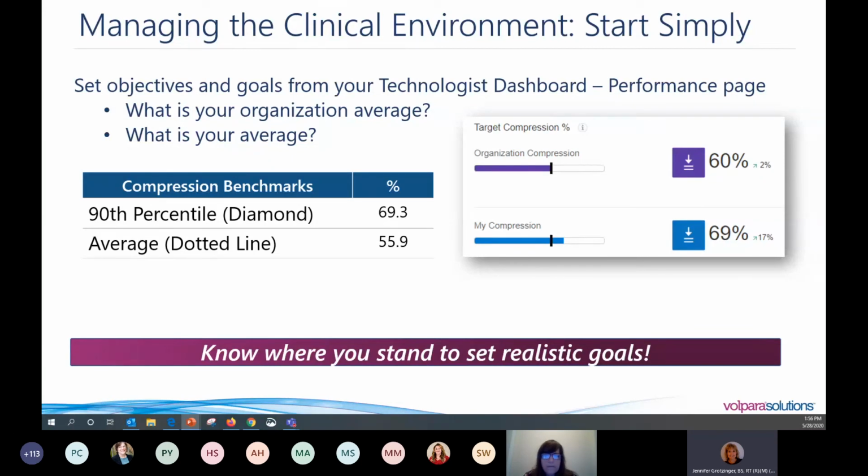Well, to manage your clinical environment, start simply. As a technologist, set objectives and goals from your technologist dashboard performance page. What is your organization average? That's listed in purple. What is your average? That's listed in blue. Currently, the average compression for VolparaEnterprise users across the globe is 55.9%. And currently, the top 10% or 90th percentile are about at 69.3%. So compare yourself to there.